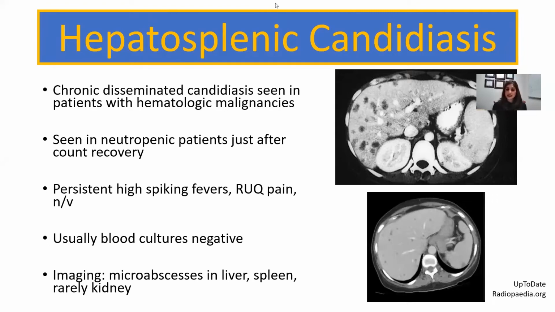Treatment is usually with a systemic agent, either an echinocandin or amphotericin, and it's usually for months. The median time for treatment is 9 months, and really we treat until there's radiographic improvement. So just an important entity to be aware of in potentially your neutropenic patients upon count recovery, that this is a chronic disseminated form of candidiasis.